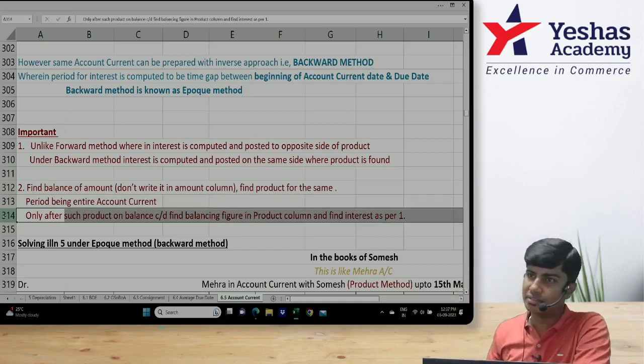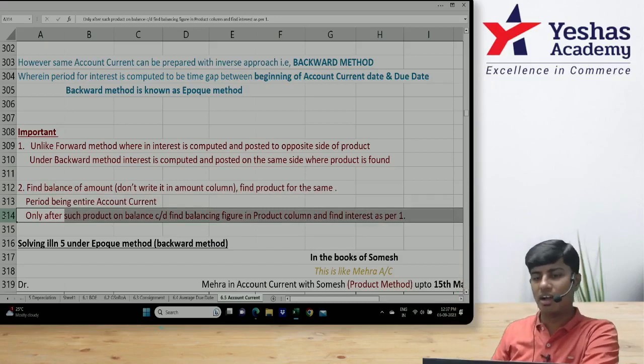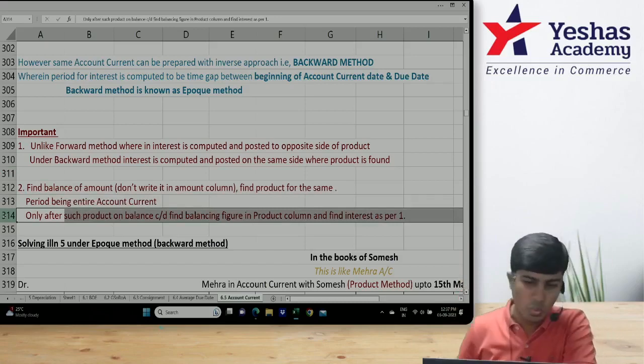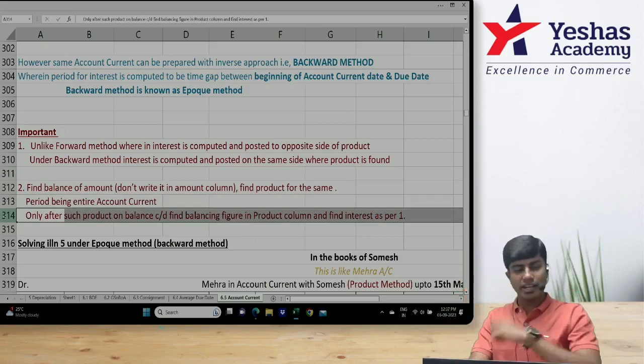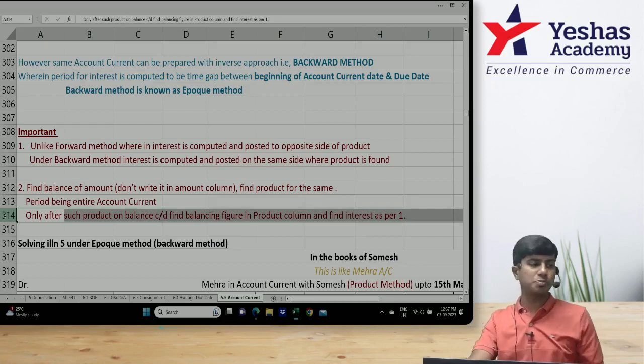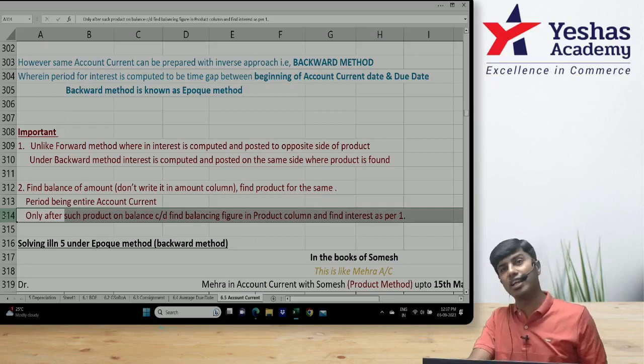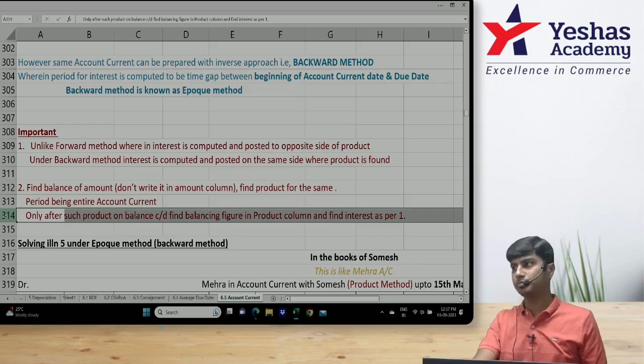Find the balancing figure in the product column and find interest as per 1. Did you understand? Write this much, then I'll show you how to solve this problem under the epoch method. After that, we'll do the balance of product method.